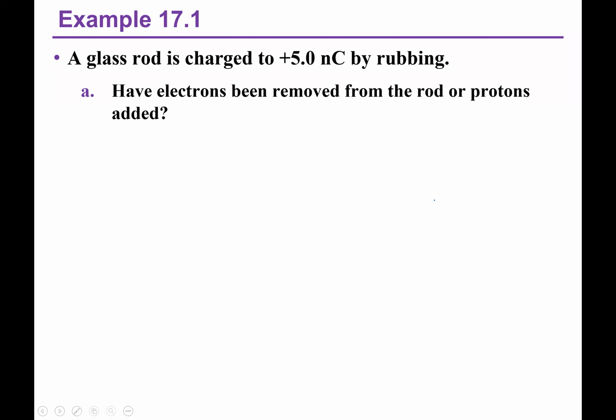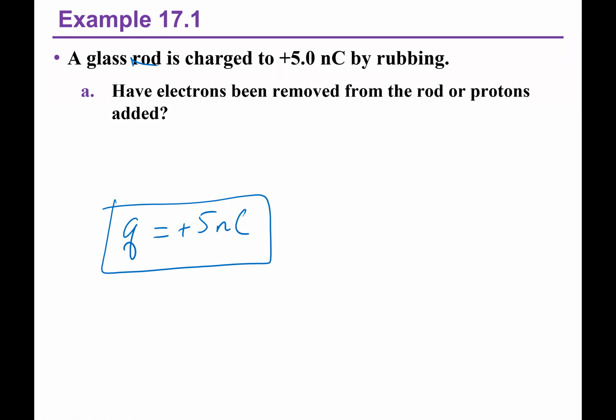We have a glass rod that is charged to +5 nanocoulomb by rubbing. Now the question is, have electrons been removed from the rod or protons added? Well, think about it. Right now our charge, how much charge we have here, is +5 nanocoulomb. Remember, this means this rod has 5 nanocoulomb of that amount of extra positive charge.